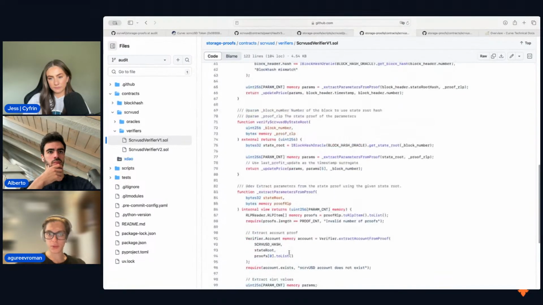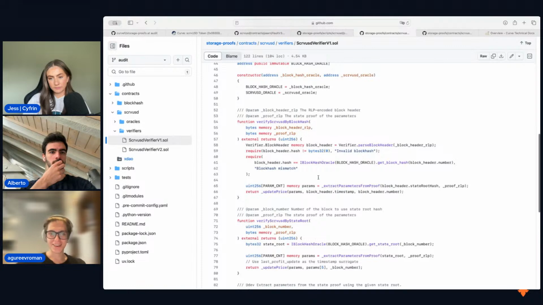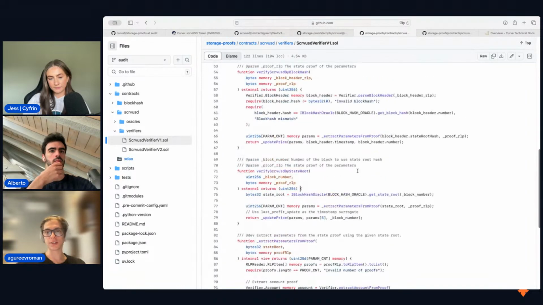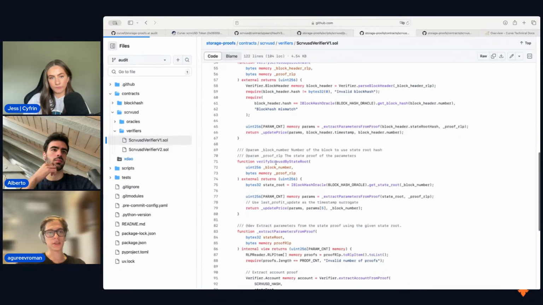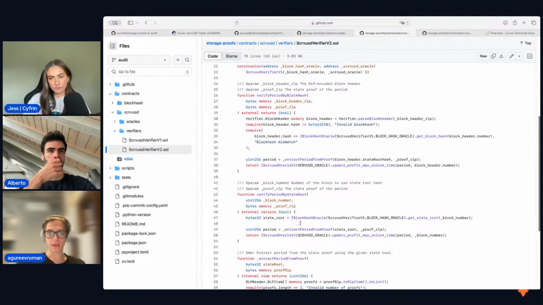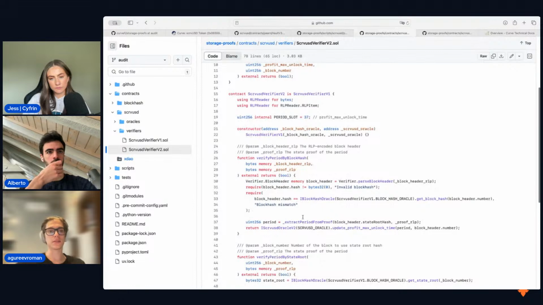It also uses some libraries from XDAO. They are also audited by ChainSecurity, so no need to audit them. And there is another version with state root to use on other networks, so it just skips the block header part. The second version is used because of another price function. It also needs to store another parameter, which is called profit max unlock time. So it's inherited from version 1, with the same thing for this parameter.